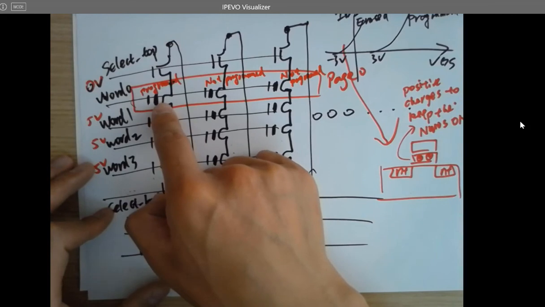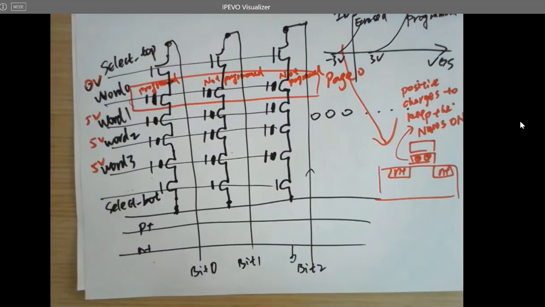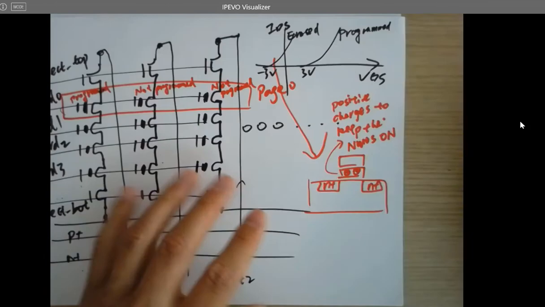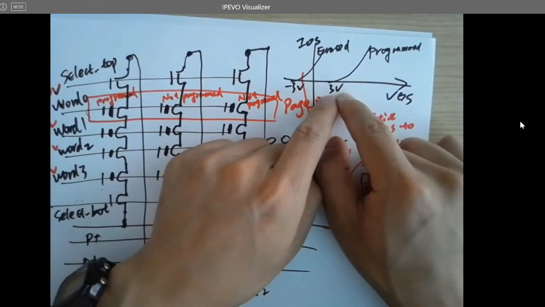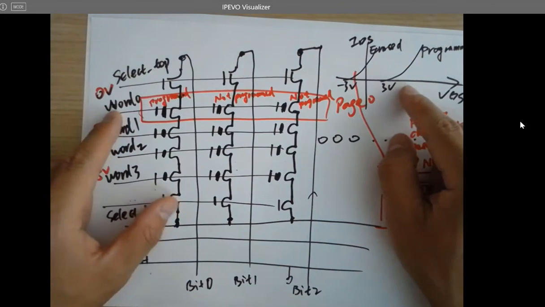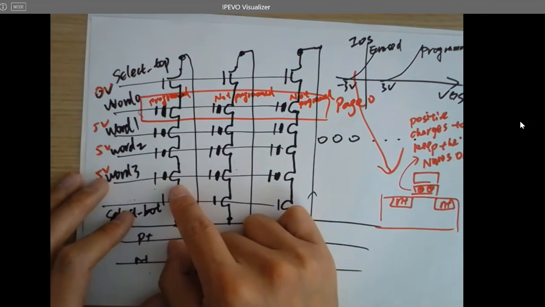This is programmed. Programmed means it has electrons trapped in P1. Not programmed means it's been erased in the previous cycle. It has positive charges in P1. So when programmed, the threshold voltage is moved to 3 volts. It's a relatively higher voltage, and 0 volts cannot turn it on. So it's going to block the entire string. That's why it's a NAND gate.